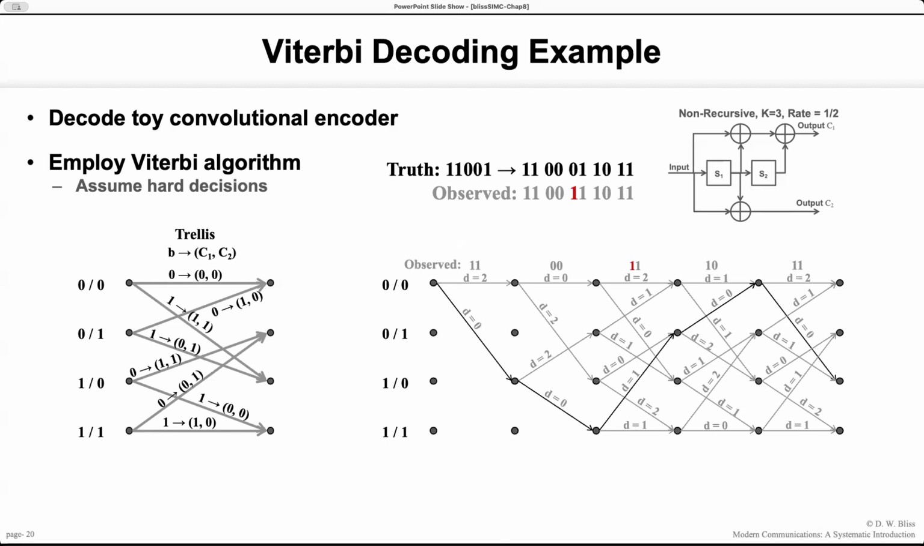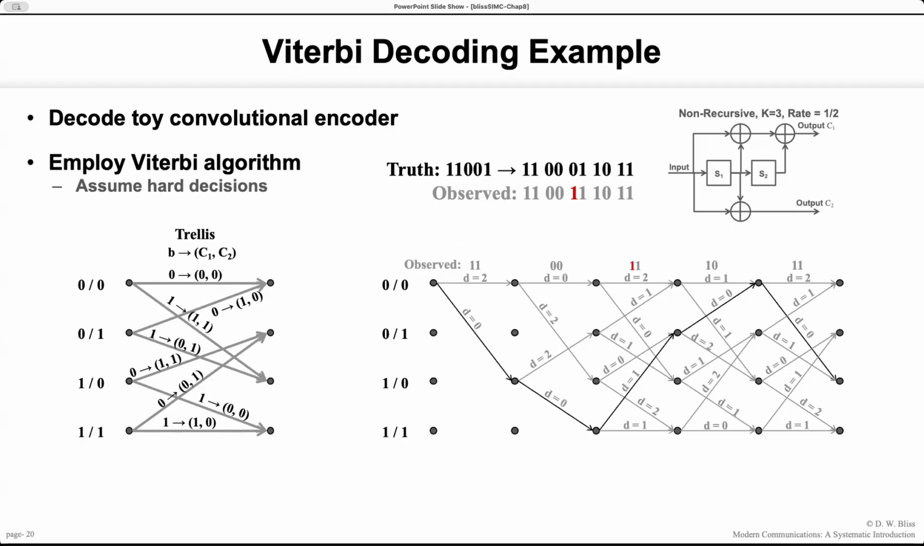So we know we start in the 0, 0 state. So we're starting in the upper left. Then there's a transition from the 0, 0 state potentially to the 0, 0 state, and from the 0, 0 state potentially to the 1, 0 state. Now we know that going from 0, 0 to 1, 0 should be the right answer, but the receiver doesn't know this. So it writes them both down.